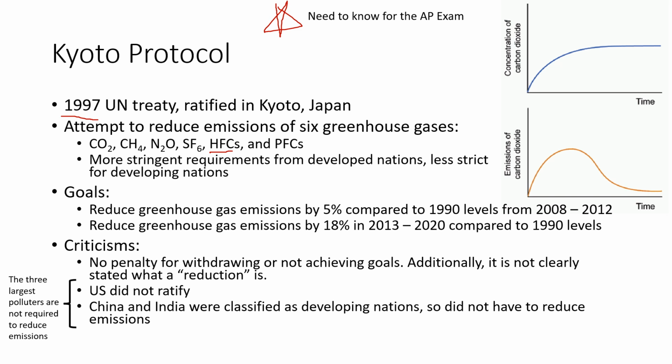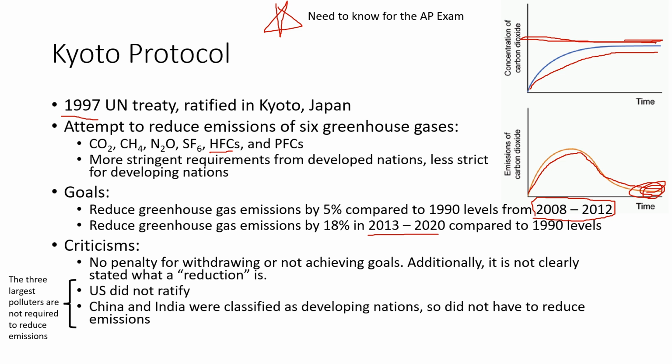Now, the goal was to reduce greenhouse gas emissions by 5% compared to 1990 levels from 2008 to 2012. So between the range of 2008 to 2012, we were going to attempt to reduce our emissions of these greenhouse gases by 5% of 1990 levels. So the goal was we were seeing increasing carbon dioxide and other greenhouse gases in the atmosphere. The goal was to reduce those gases over time so that their concentrations plateaued. Remember that they stay in the atmosphere. So if you reduce them down to no further emissions, they're just going to remain steady. They're going to plateau in the atmosphere. And then a further reduction between 2013 and 2020 by 18% compared to 1990 levels.